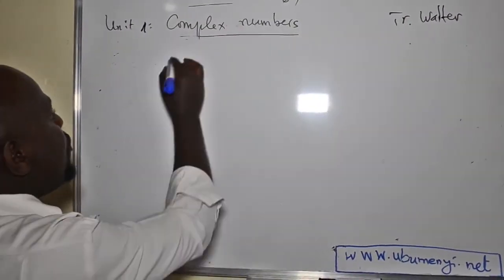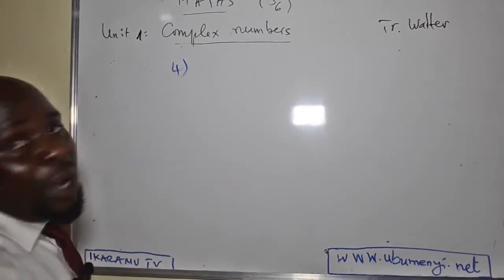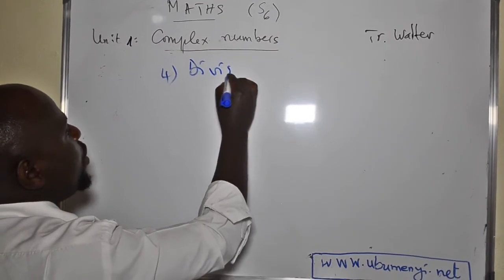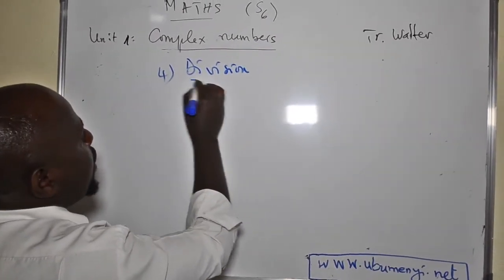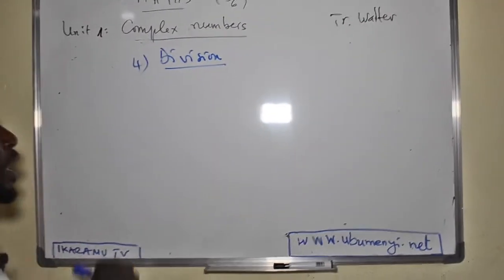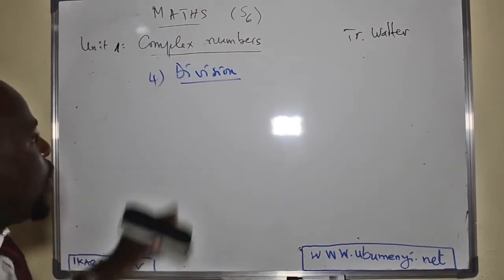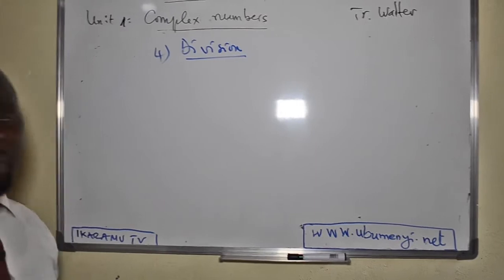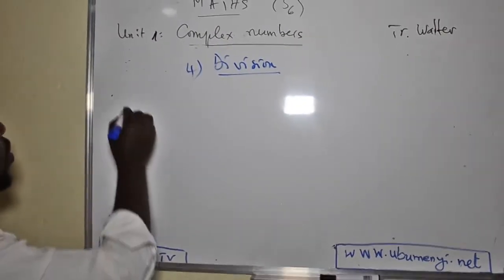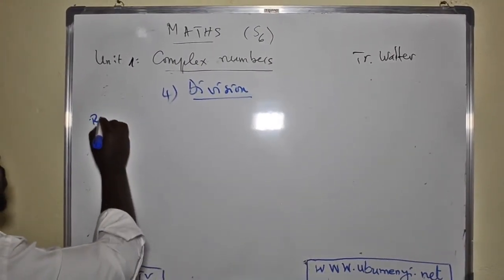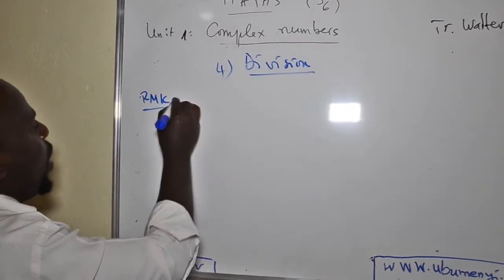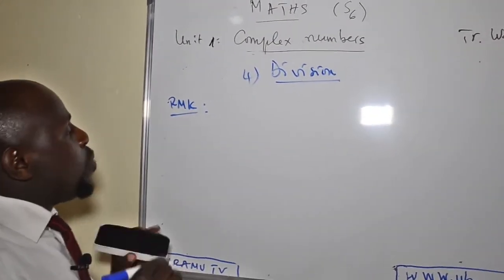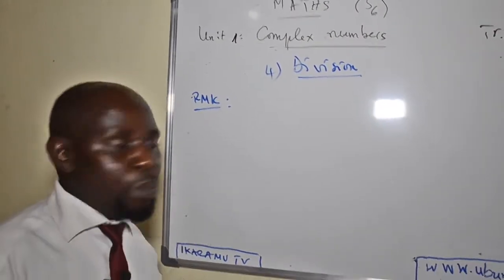So the fourth operation of the complex numbers is division. Division of complex numbers. While dividing two complex numbers, there is one thing that we have to remember. We have what we call a remark or a notice. I have to remind you of one thing. There is what we call the conjugate of a complex number.